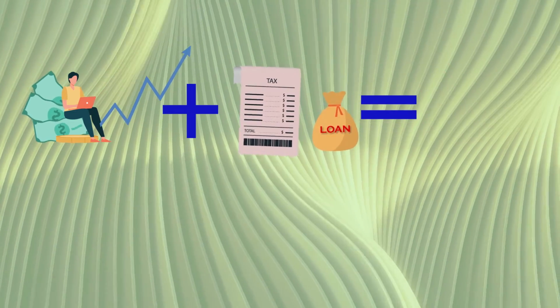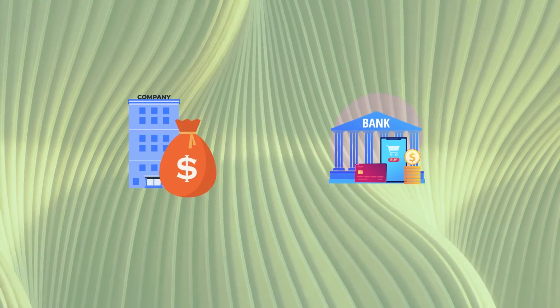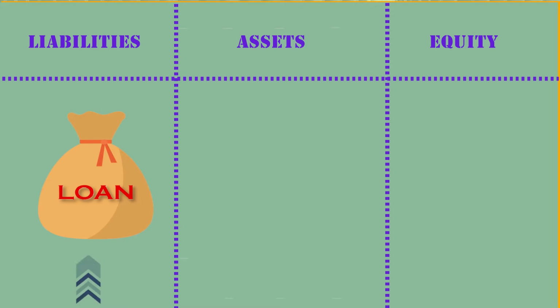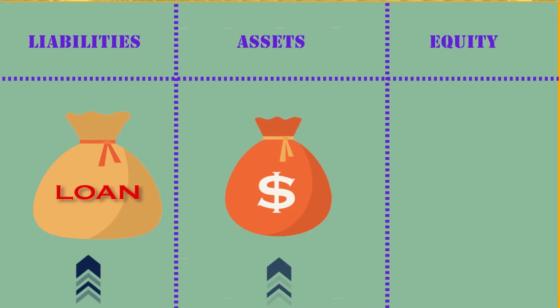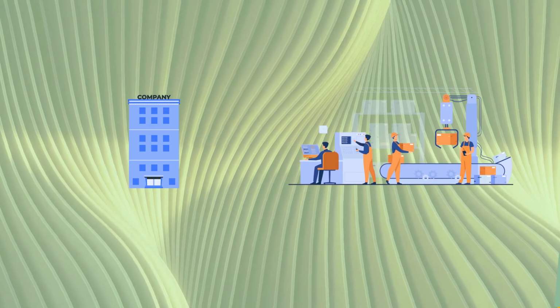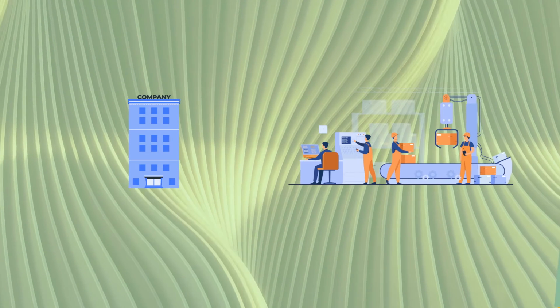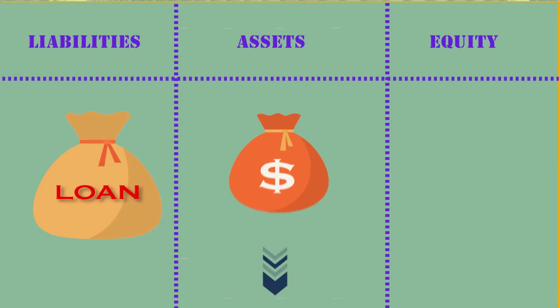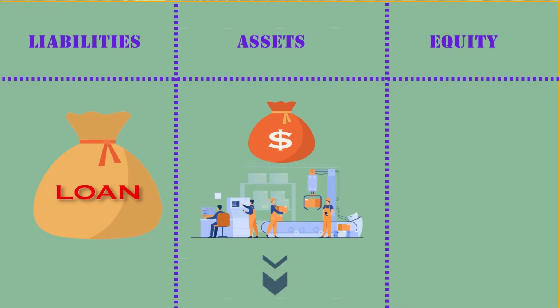Let's say company A gets a loan from the bank. The company's liabilities increase by the amount of the loan. At the same time, the assets of the company increase by the same amount. At this point, the balance sheet is balanced. The company then purchases equipment and produces electronics. The cash assets then decrease, but it's balanced by the new equipment bought.